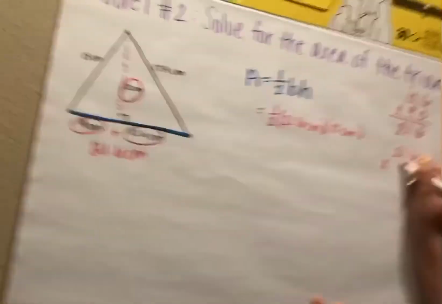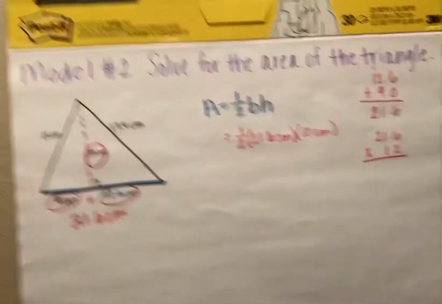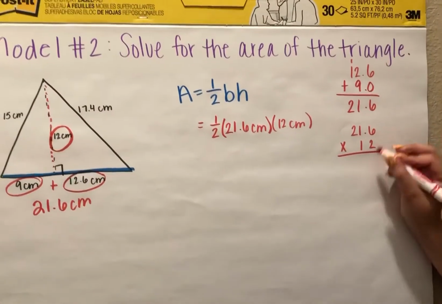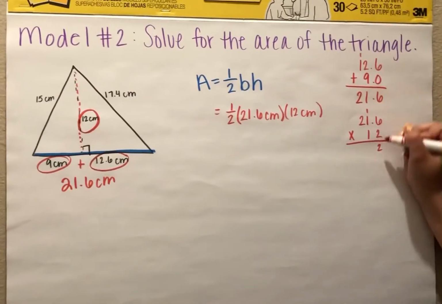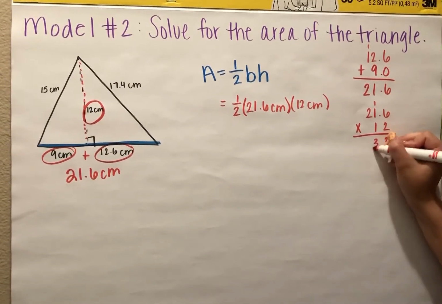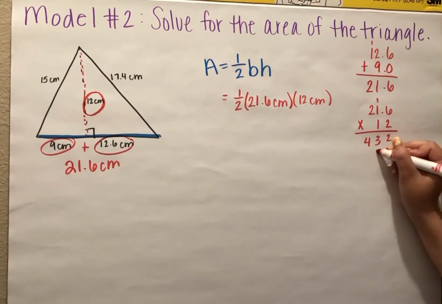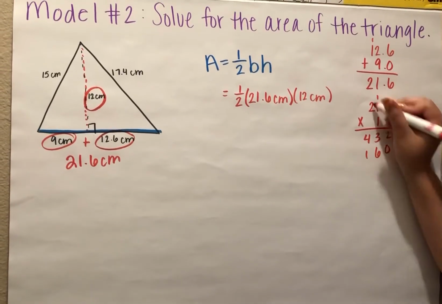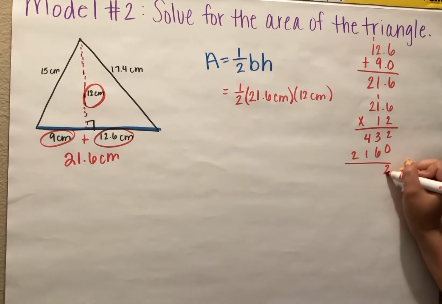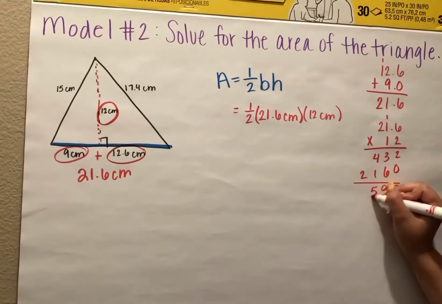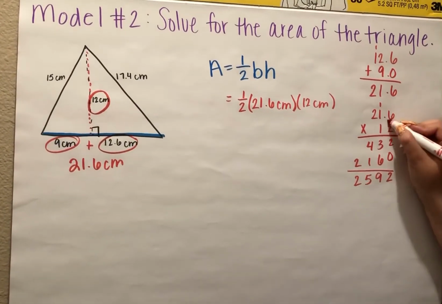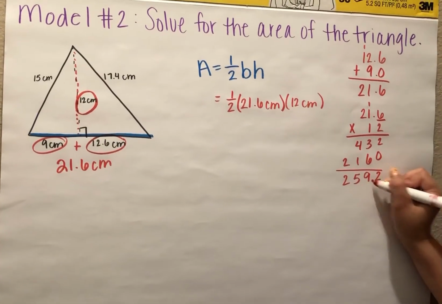21.6 times 12. Remember, when you're multiplying decimals, you don't have to line them up. 6 times 2, 12. 2 times 1, 2, plus 1 is 3. 2 times 2 is 4. 1 times 6, 6. 1 times 1, 1. 1 times 2, 2. Add them up. I have one decimal place, so I have one decimal place here.